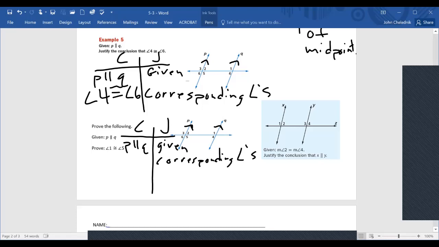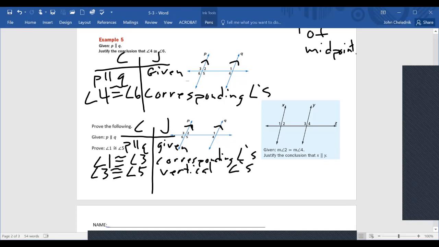we know that we're trying to connect 1 and 5. We can connect angle 1 to which other angle? Angle 3, because they're corresponding. Now, angle 3 is vertical to angle 5. Angle 3 is therefore congruent to angle 5 because of vertical angles.